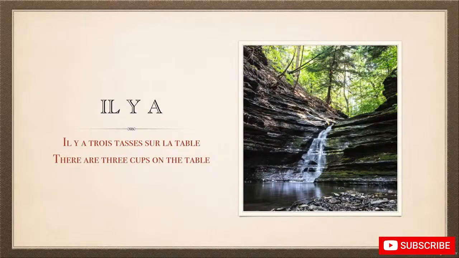And then finally, il y a. Il y a trois tasses sur la table. There are three cups on the table. Il y a, which can either mean there is or there are. In French, there's no distinction.